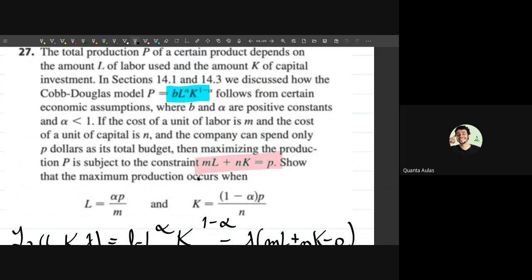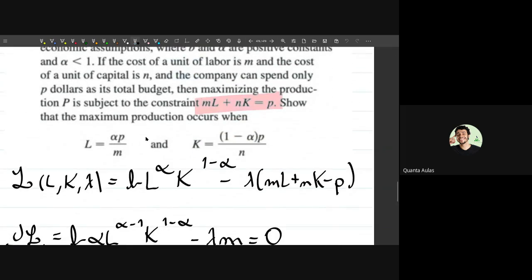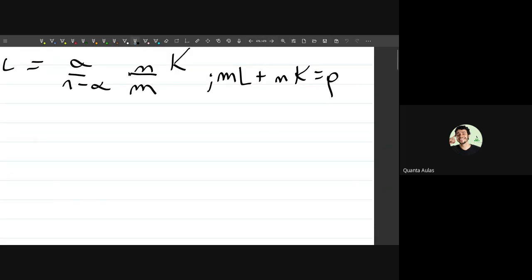Show that maximum production occurs. Okay, we need these answers, and the answers have P. So we need to do this substitution. Okay, but it's not hard for us. It's very easy because we just need to do, let me see, okay, what we need to do.